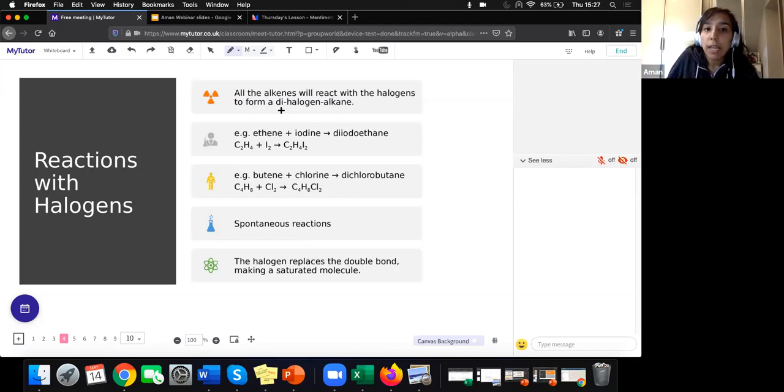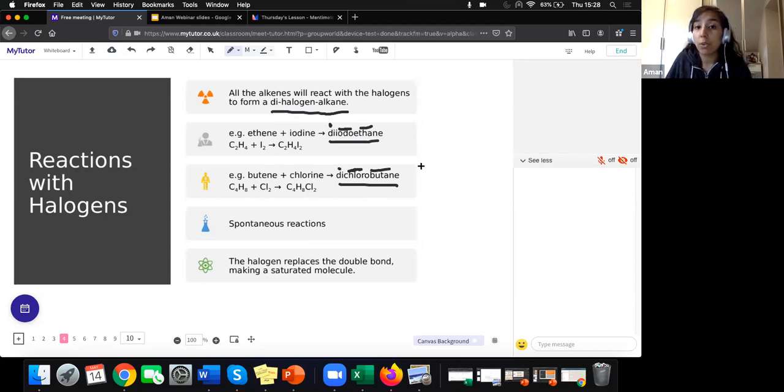This first statement here talks about what's produced. So it's a dihalogen alkane. So if we just have a look here, diiodoethane, dichlorobutane. What's really important is that you start off with an alkene. So we've got ethene here. It reacts with a halogen, but then what happens is it becomes a saturated molecule, diiodoethane. And I'm going to draw that out just to explain what's going on.